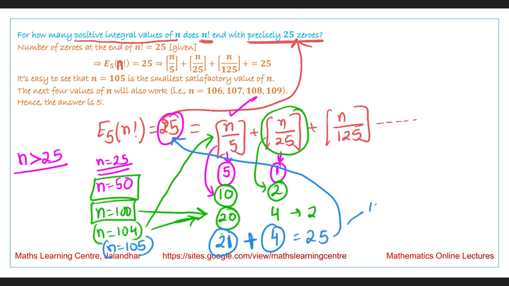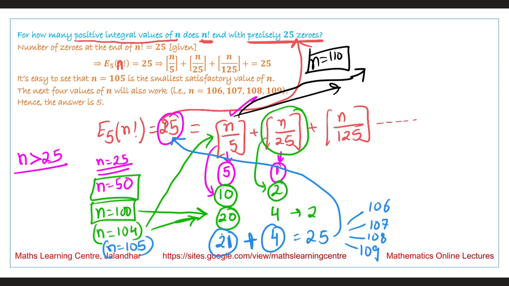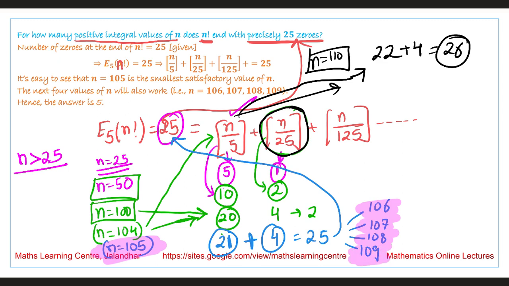Similarly, if we substitute 106, we will obtain the same answer. If we substitute 107, 108 and 109, we will obtain the same answer. If we substitute n is equal to 110, this first term gives us 22, and this second term gives us 4, and the answer becomes 26. So the possible values of n are 105, 106, 107, 108 and 109. So the number of values we have is equal to 5.